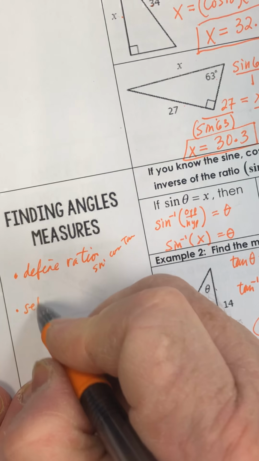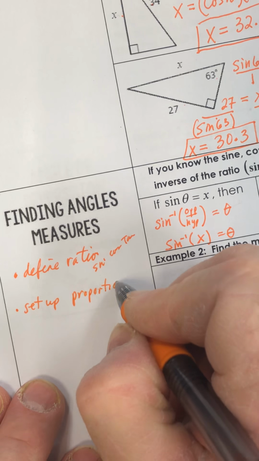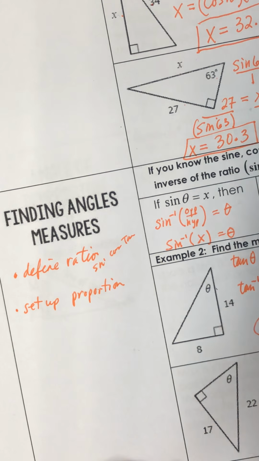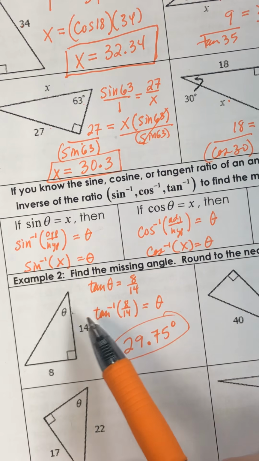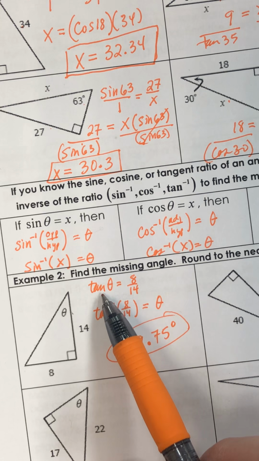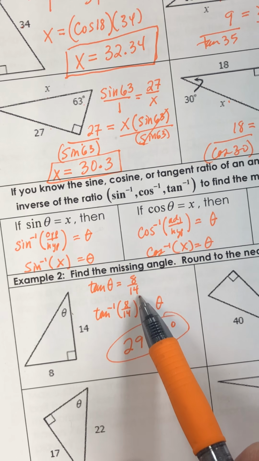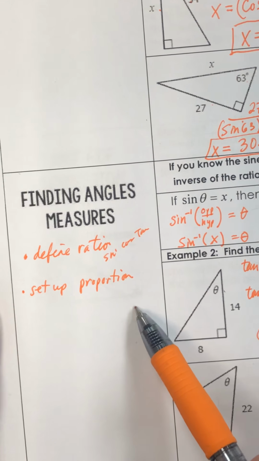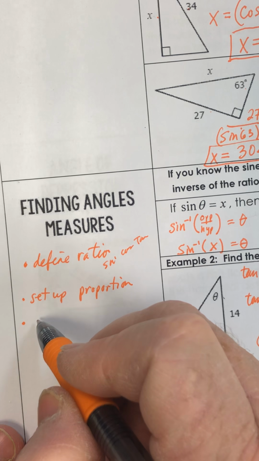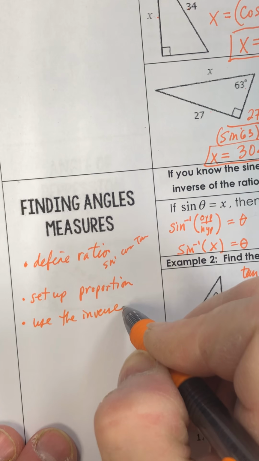Then you set up the proportion. That's step 2. Like here, if you can skip ahead and go right to the inverse, that's fine, but set up your proportion. So, tangent of the angle, we don't know what the angle is, it's going to equal the ratio 8 over 14. That's setting up the proportion. Then you would rewrite as the inverse. So we would use the inverse function.